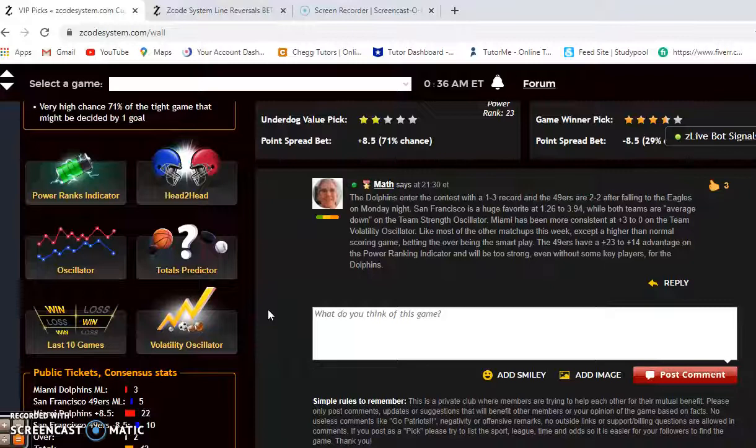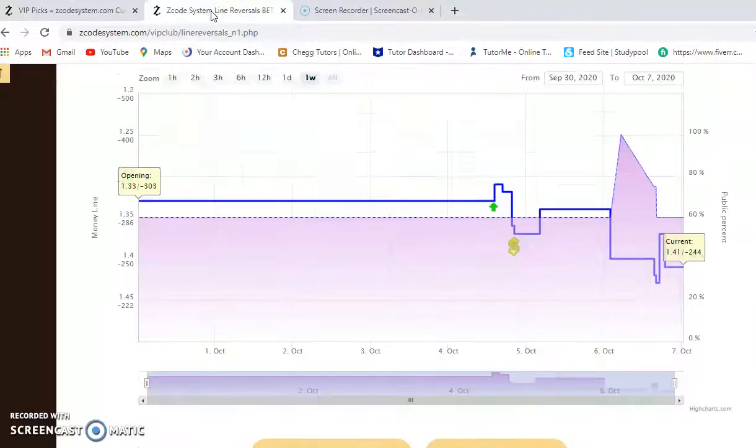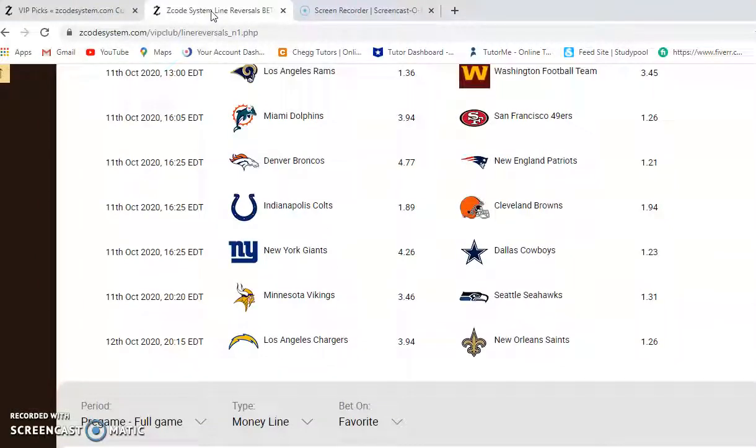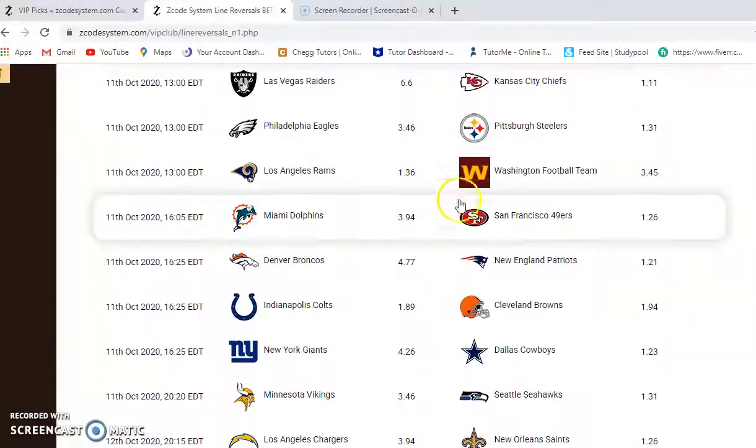We could take a look at the line reversal. Well, wait, let's take a look at that. I don't think there's going to be much movement. If any movement, it'll probably be even more in favor of the 49ers. But let's take a look.